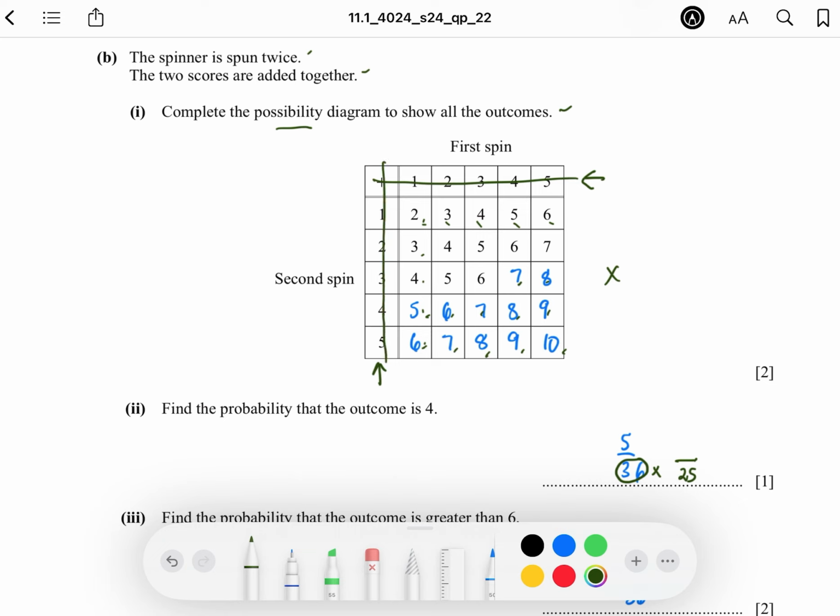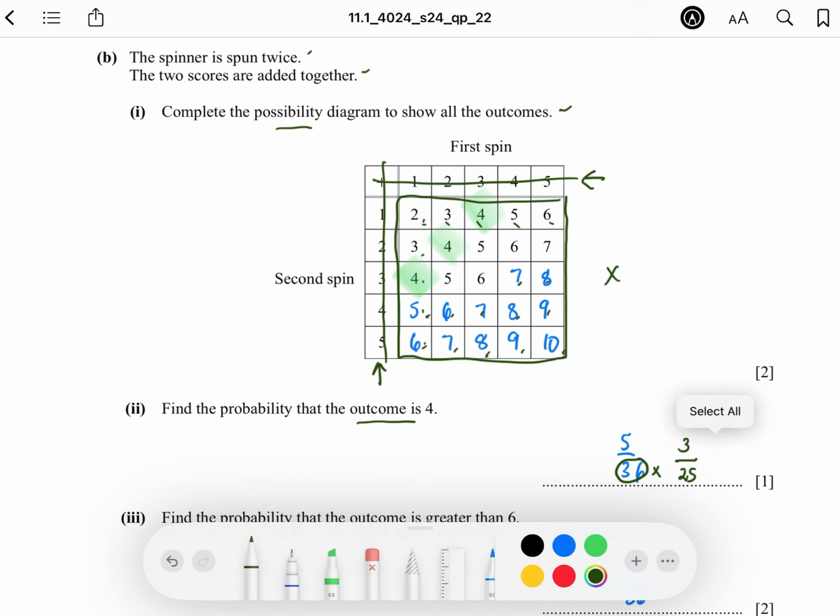Okay, only the ones after that. And so you count how many 4s there are. So 1, 2, 3. There are only 3. So 3 out of 25, 3 fours. So the probability of the outcome, which means you look at this space here. Okay, that is what it means.